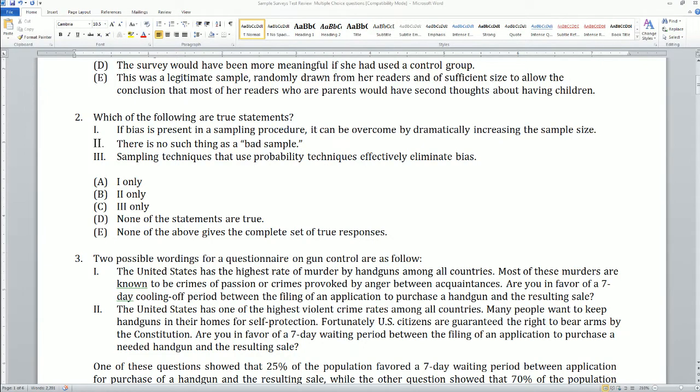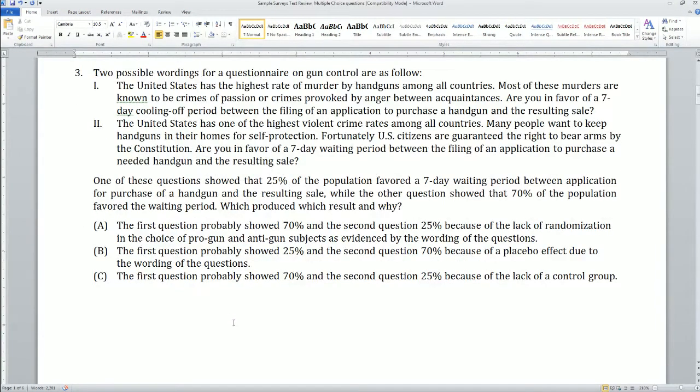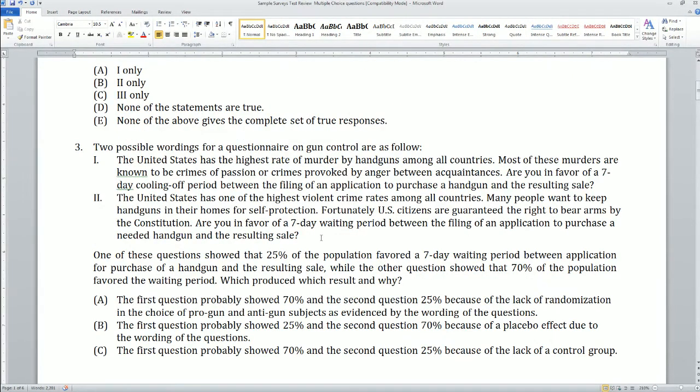Good. No, that's right. D is actually the correct answer. Oh, it is? Yes. A lot of students will think number 1 is true because if you increase that circle for the whole population. But no, because taking a larger sample means you can still have a larger bias. Good job. Okay, three. Two possible wordings for a questionnaire on gun control are as follows.